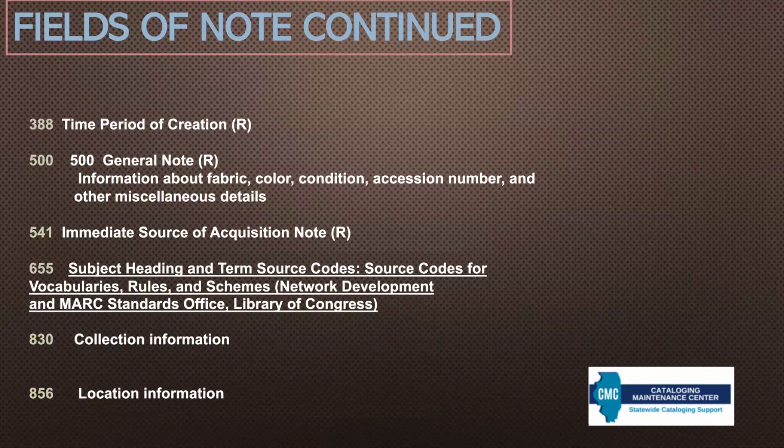The fields on this slide are used to describe attributes of these objects. They're quite different from the attributes of books, videos, and other materials in that in the 388 you put the time of creation, the time period of creation, and in a general note that tells about the fabric, the color, condition, accession number, and other miscellaneous details.